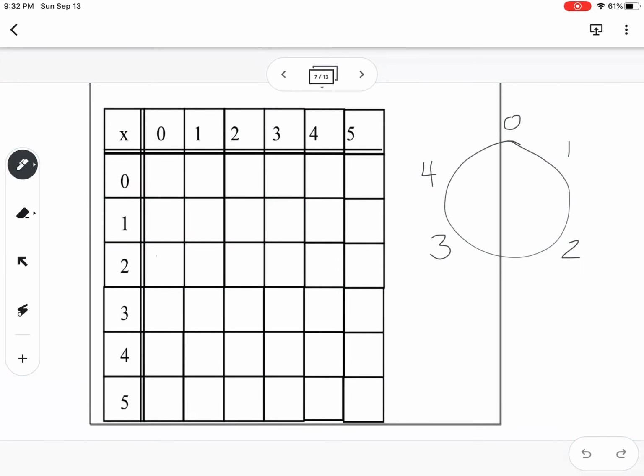Question is, does it work with multiplication? Let's see. Well, how would we even do multiplication on Johnny's clock?